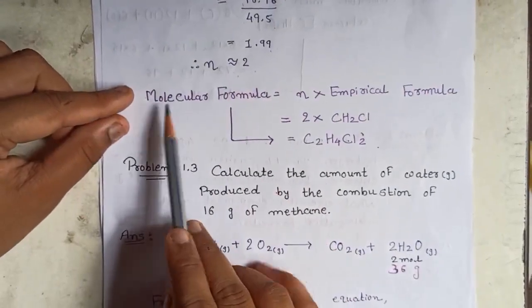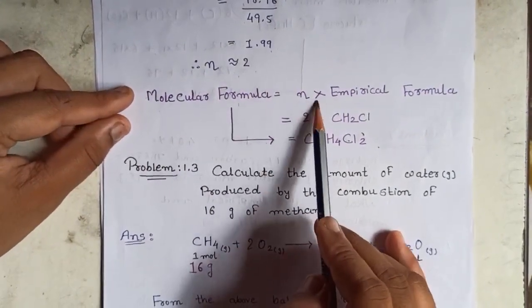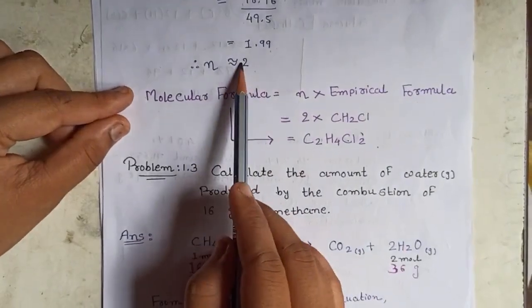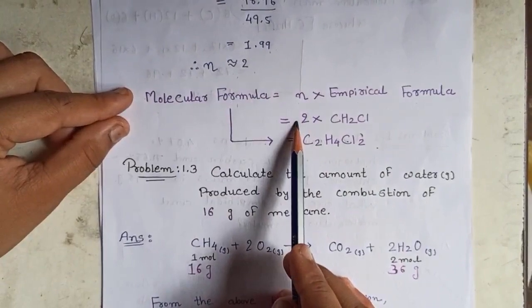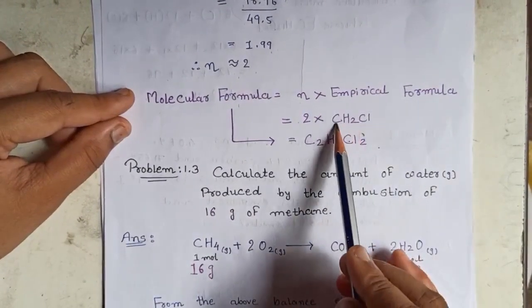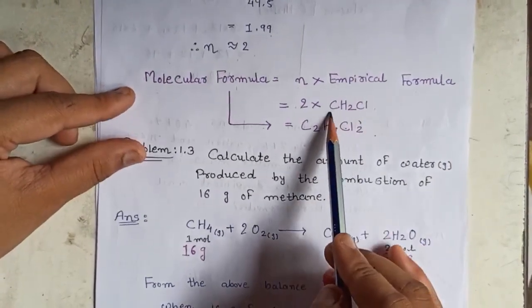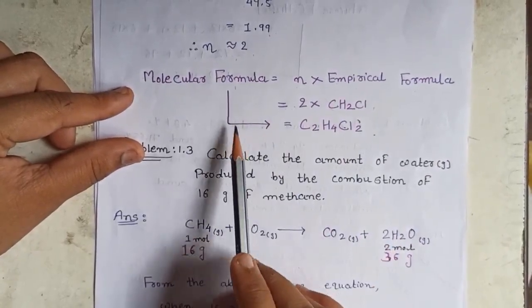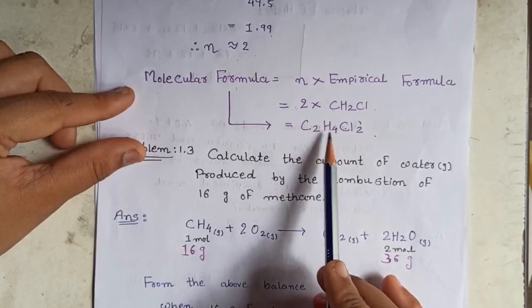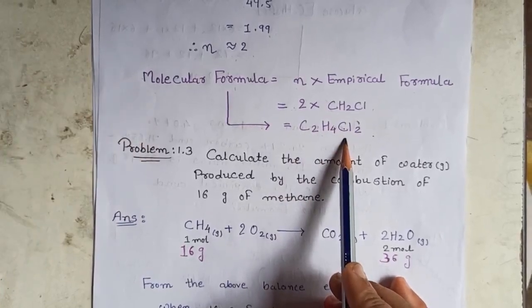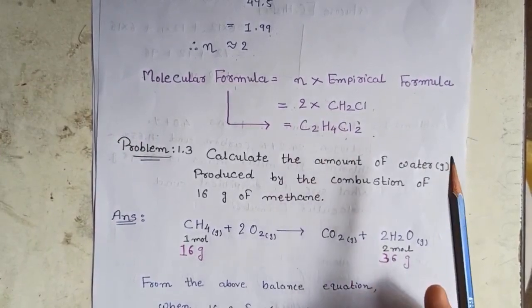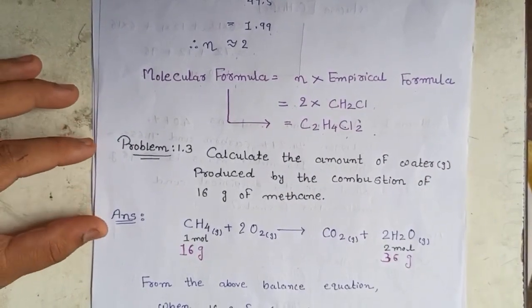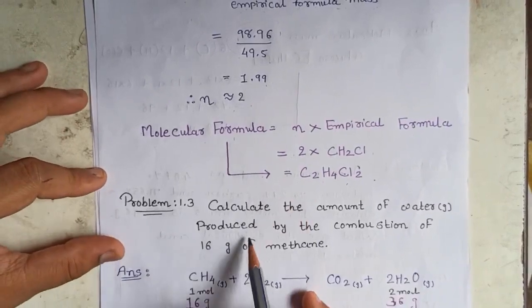Now molecular formula is equal to N into empirical formula, right? So you get N as 2, replace that value of N, and the empirical formula is CH2Cl. It means you have to multiply this empirical formula by 2. So you will get the molecular formula C2H4Cl2, right? Dichloroethane. Get it? Now let's start problem number 13.